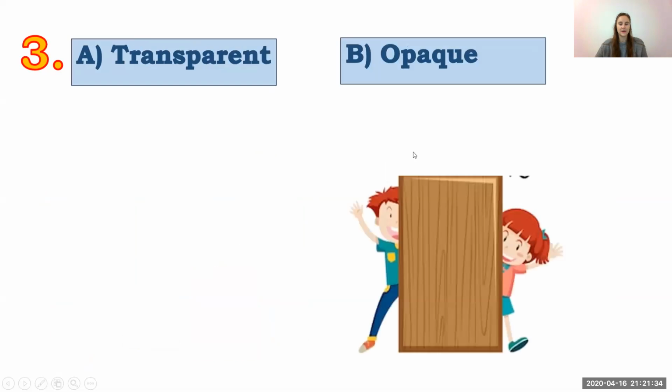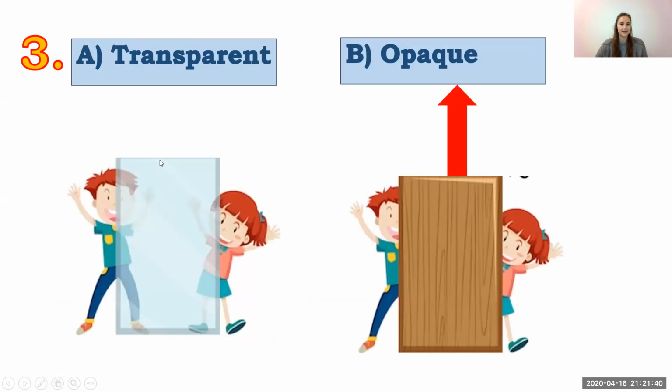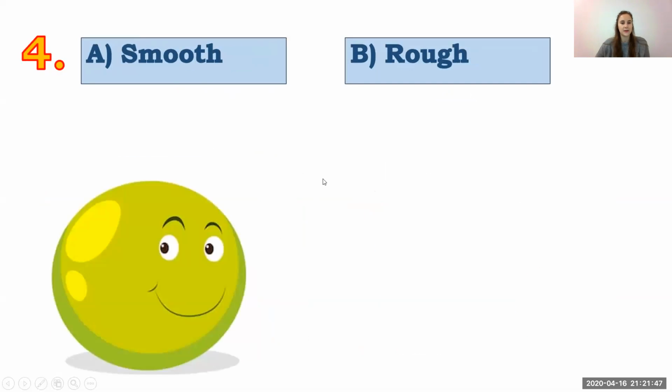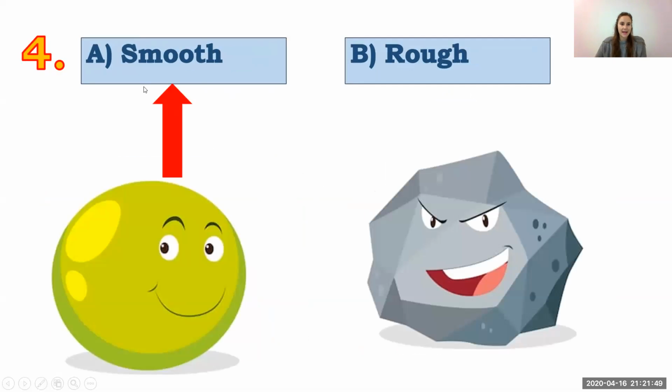Number 3, the answer was opaque. We cannot see through the wood. But the glass is transparent. We can see through it. Number 4, the answer was A, smooth. Remember to tick or cross, okay? And this rock is very rough.